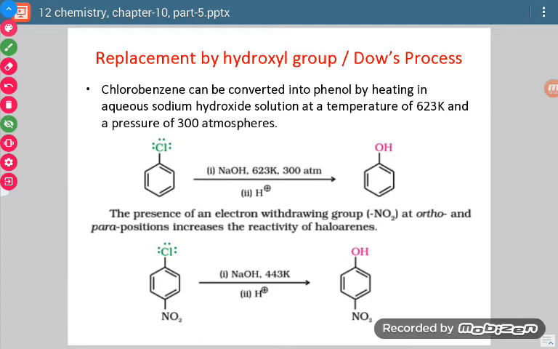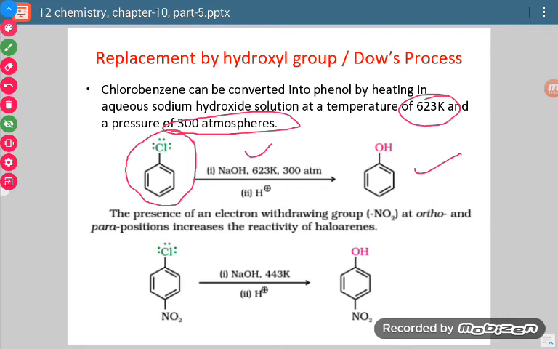Now see, the very first reaction is called Dow's process. In this reaction, we take chlorobenzene and react it in the presence of sodium hydroxide and hydrochloric acid at a temperature of 623 Kelvin and 300 atmospheric pressure. So we get phenol as the product.